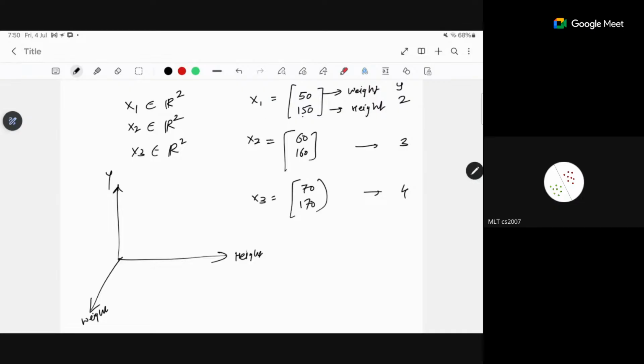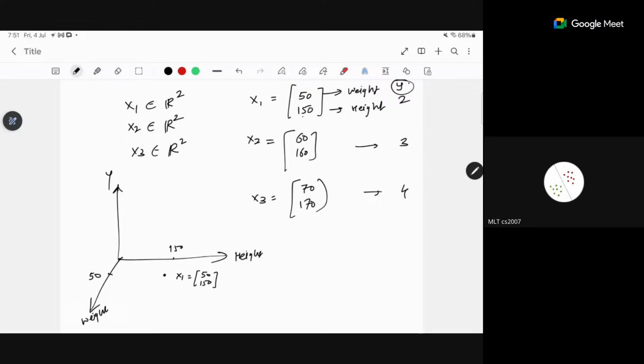So x1 will be what? Weight as 50 and height as, let's say, 150. So this is the data point in this plane. What are the 2, 3, 4? Some label, the y label, like an index. So this x1 will be here. So x1 equals 50, 150, and I'm considering this as one vector.